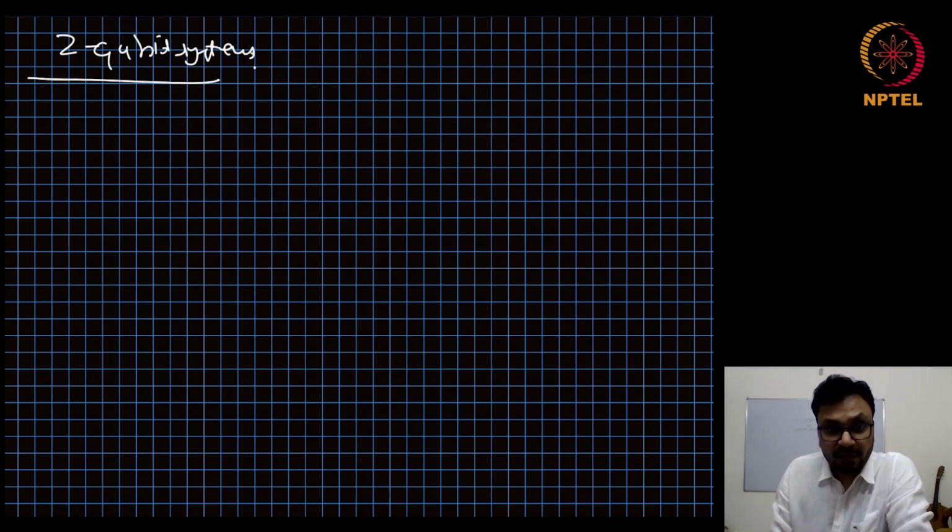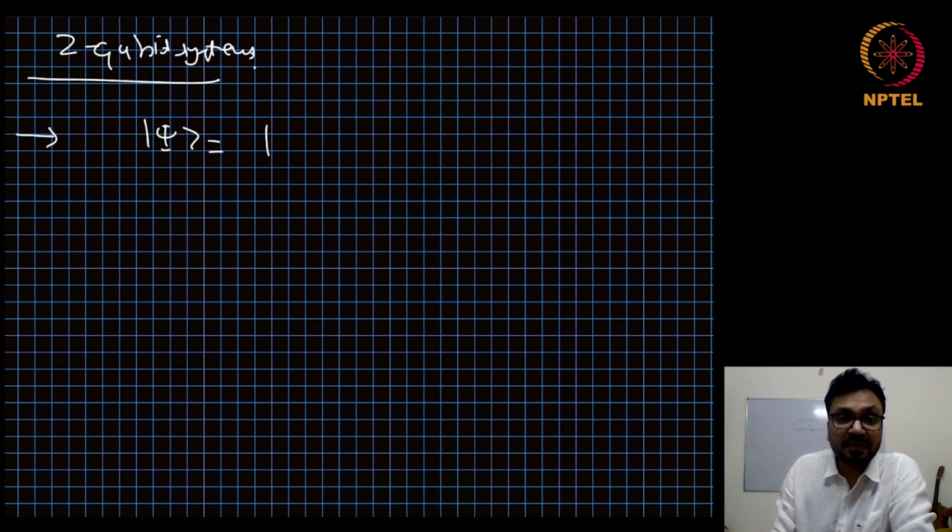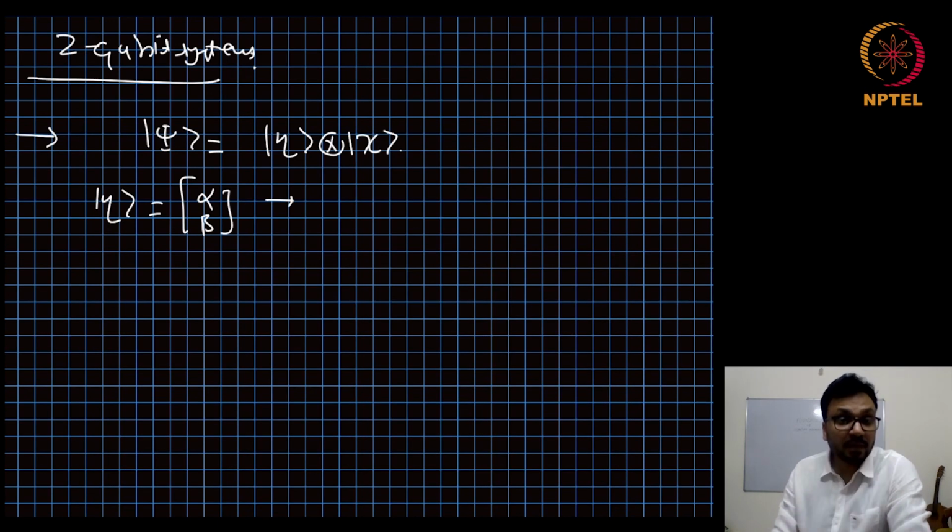So before giving you the expression, let me motivate you a little bit here. If we have a state psi for a 2-qubit system, and let us say it can be written as eta tensor chi. That is, it's a product state or a non-entangled state. Eta is a qubit state. It can be written as alpha beta.